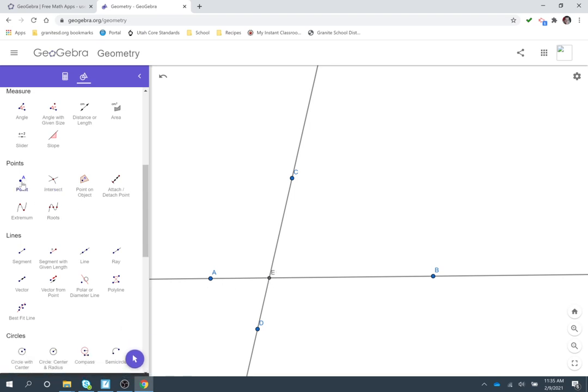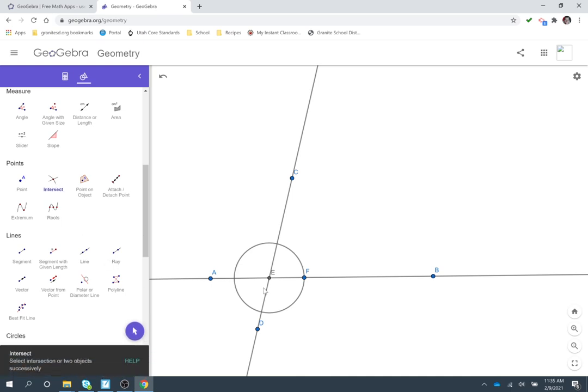Then grab your point tool, and we're going to place point F anywhere on EB, but you really want this to be a shorter distance than from E to C. Otherwise, things are not going to work out here. Grab your compass tool. We're going to measure the distance from E to F, and we're going to place that circle back on E. Then grab your intersect tool and mark the intersection where the circle hits from E to C.